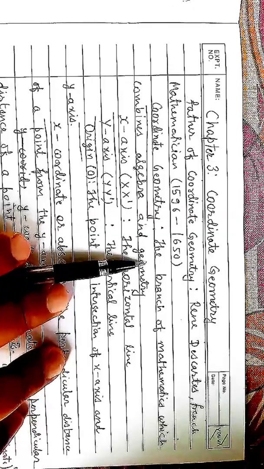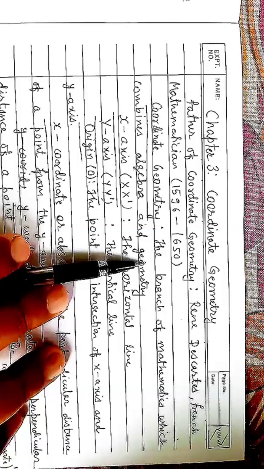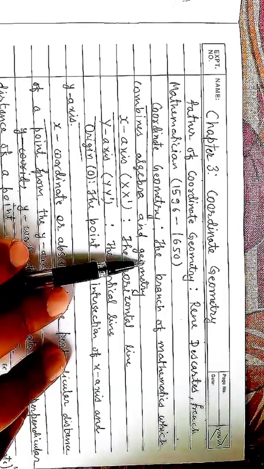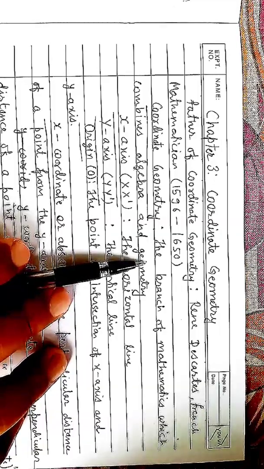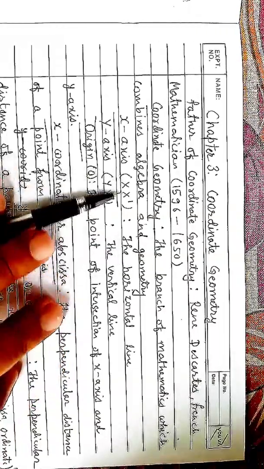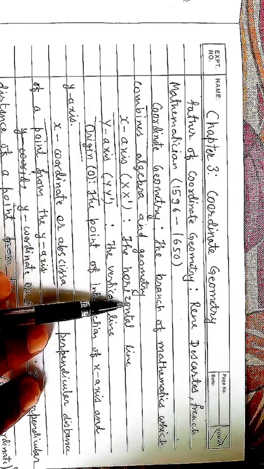Here we denote a point using variables. Point is from geometry and variable is from algebra. So it is the branch of mathematics which deals with algebra and geometry. X-axis. It is the horizontal line, and horizontal line is the line parallel to earth surface.